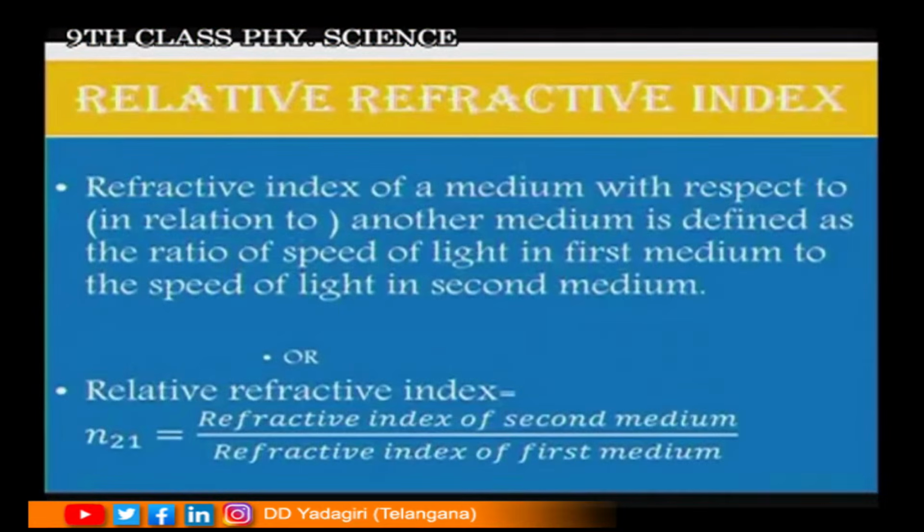Another important term is relative refractive index. Relative refractive index or the refractive index of a medium with respect to another medium is defined as the ratio of speed of light in first medium to the speed of light in second medium, or relative refractive index is equal to n 2 1 is equal to refractive index of second medium by refractive index of first medium.